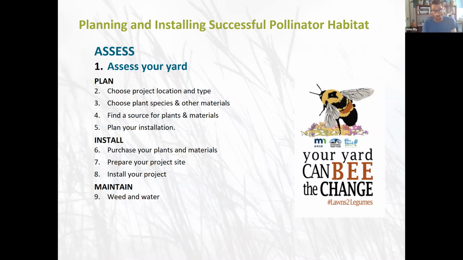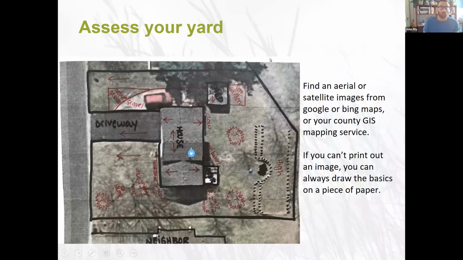There are a number of steps you want to take to have a successful pollinator habitat project. The first one that often gets overlooked is assessing your yard, assessing what's already there so that you can plan for the right project in the right place. To assess your yard, we find that the easiest way to do that is to get a satellite or overhead image to create a map of your property.